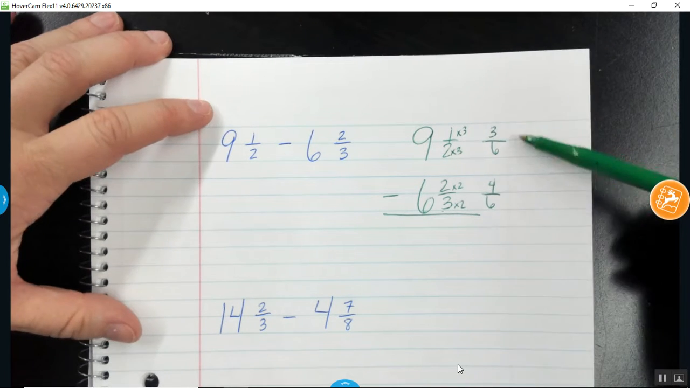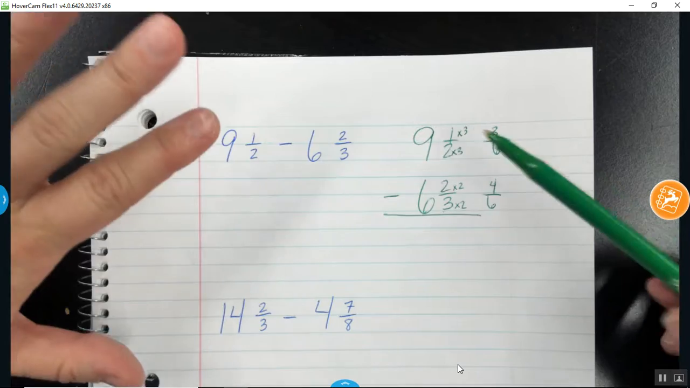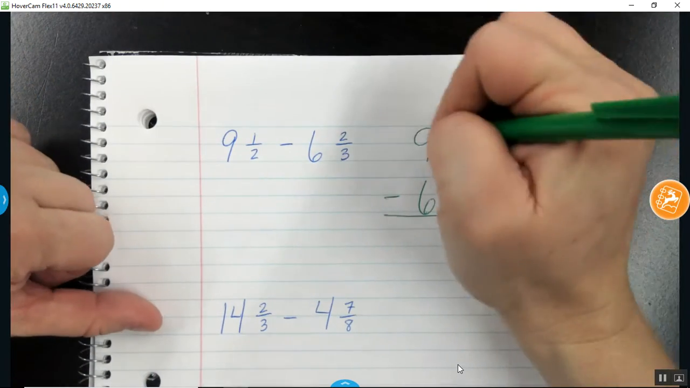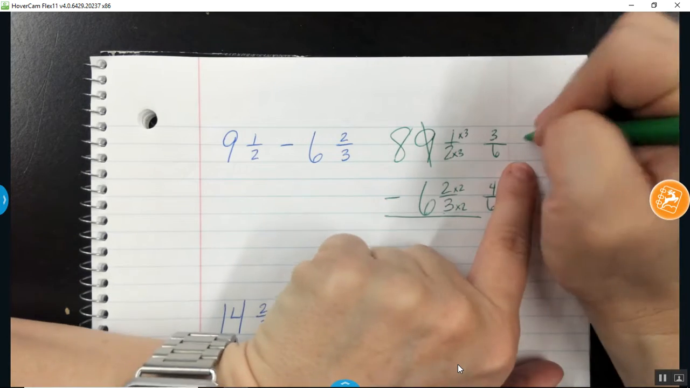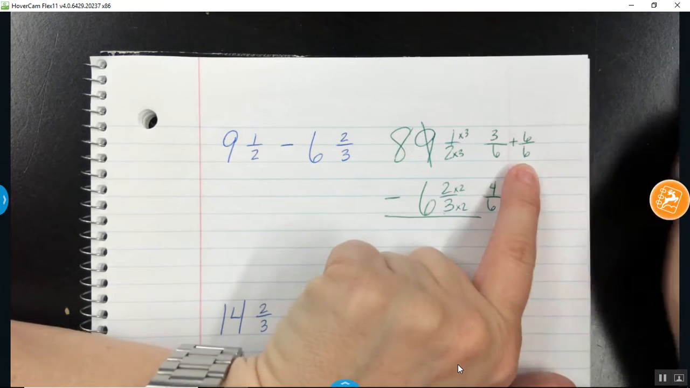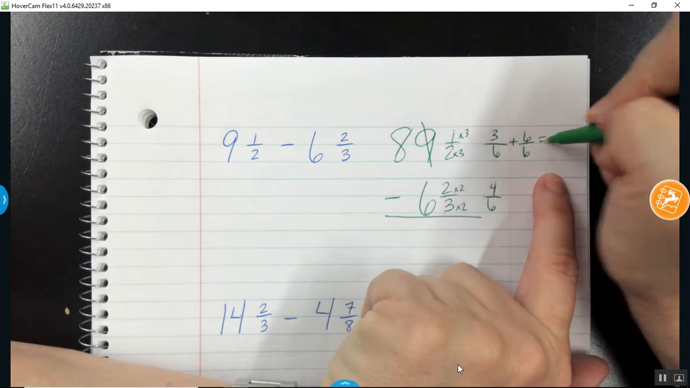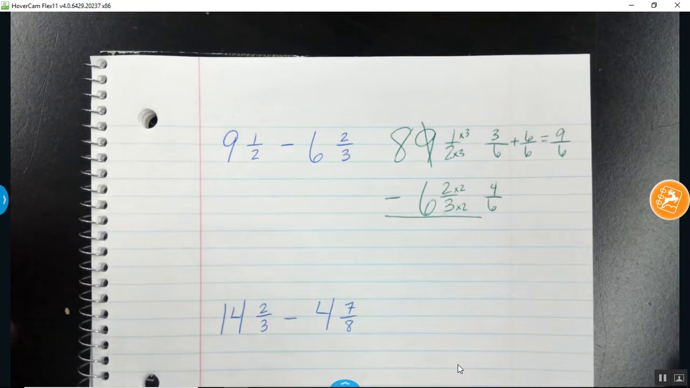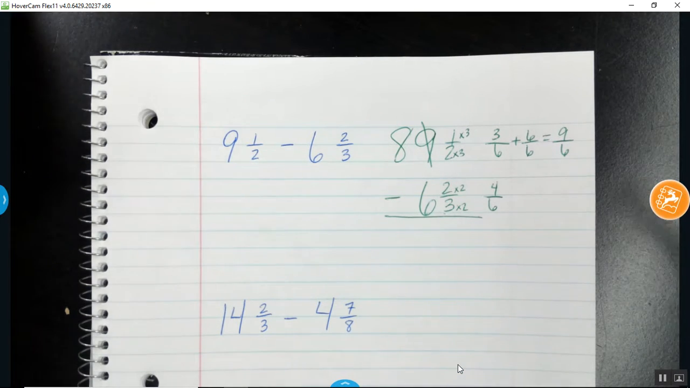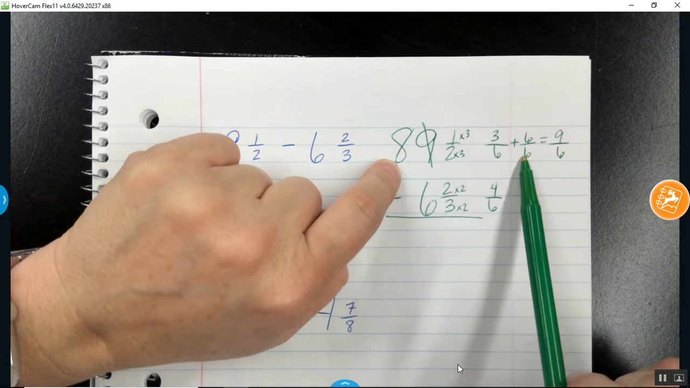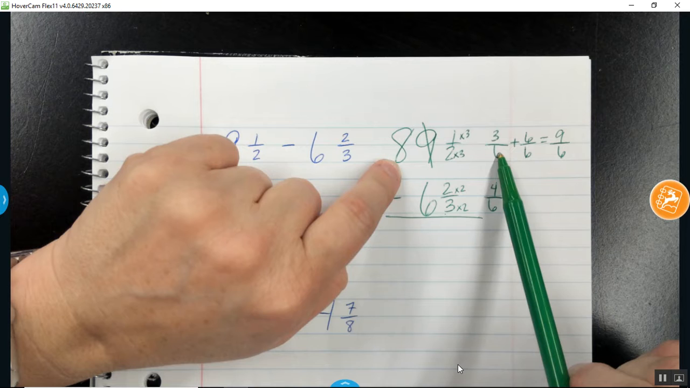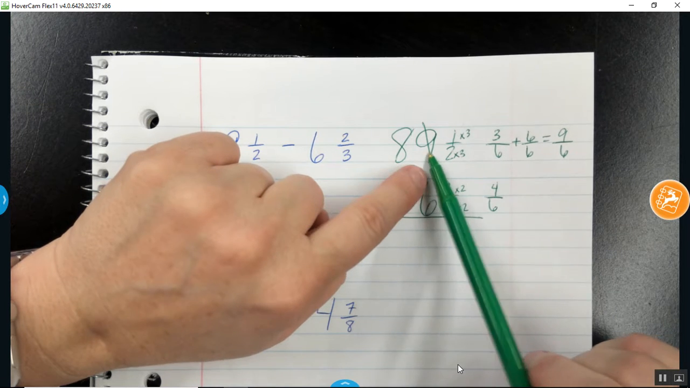Right away I see I cannot do 3 minus 4. So I'm going to have to take one of these 1s out of here and I'm going to rename it. So I took 1. It was 9. Now it's 8. And I'm going to put that 1 over here in the form of 6 over 6. That gives me 9/6. Sometimes you just have to do this over and over and over again. Okay? 8 plus 1 is 9 and 3/6, which is what we had, 9 and 3/6.